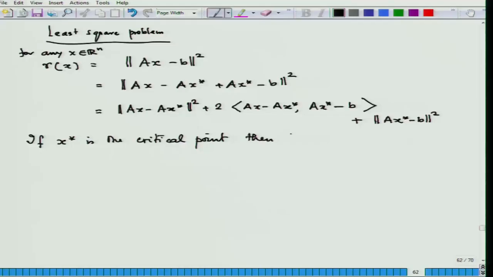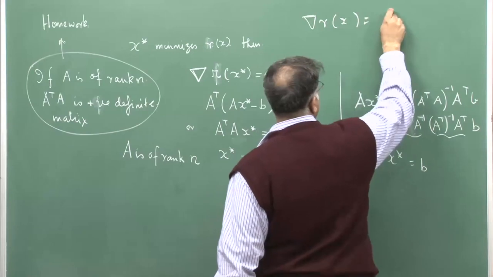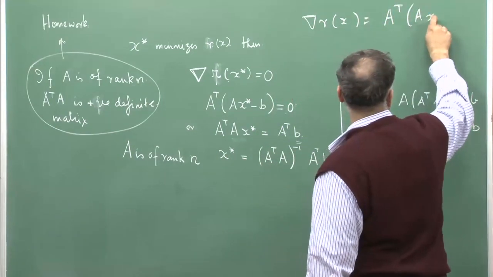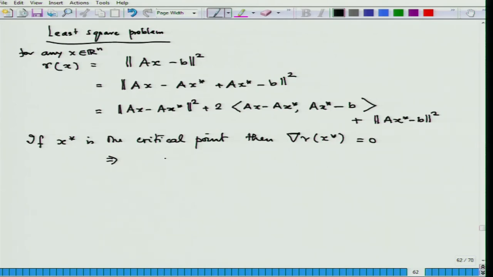Then grad r x star is equal to 0, and again I leave it as homework for you to figure out that the gradient of r x is nothing but A transpose (A x minus b). So this implies A transpose (A x star minus b) is equal to 0.